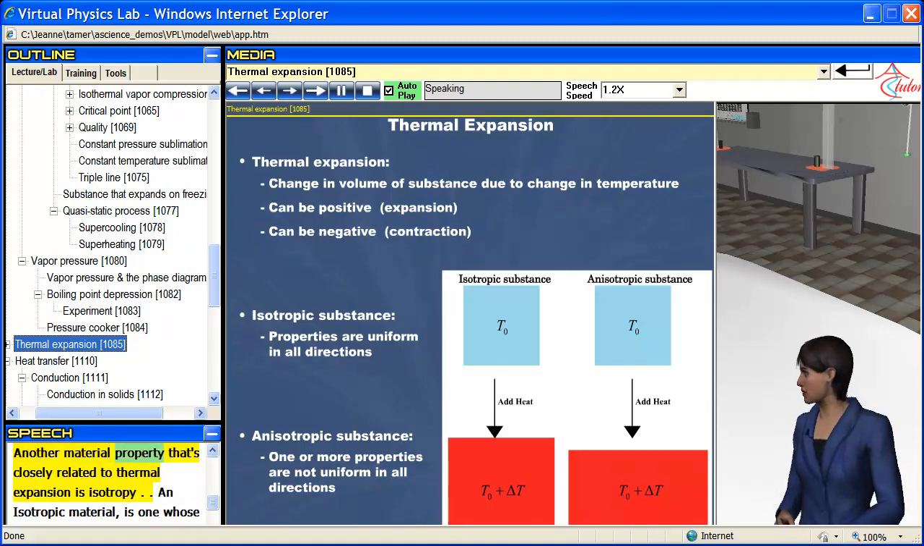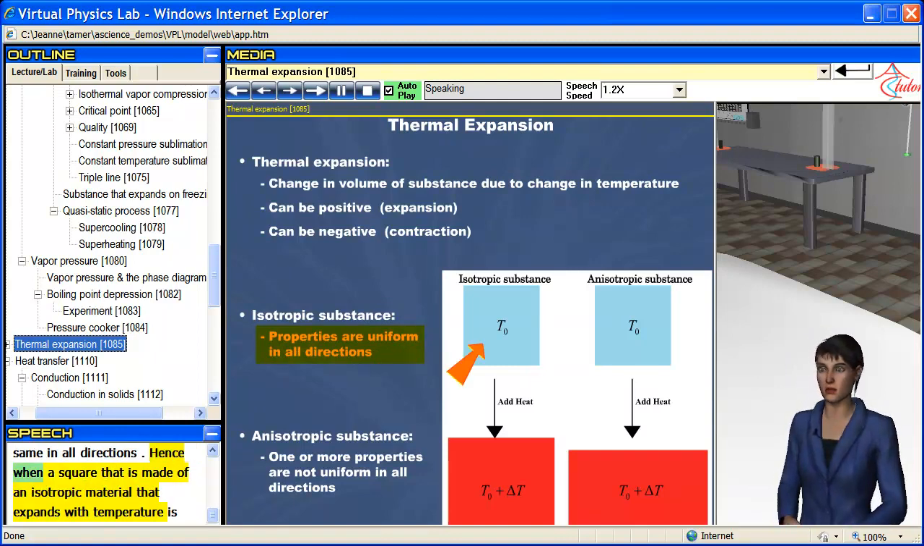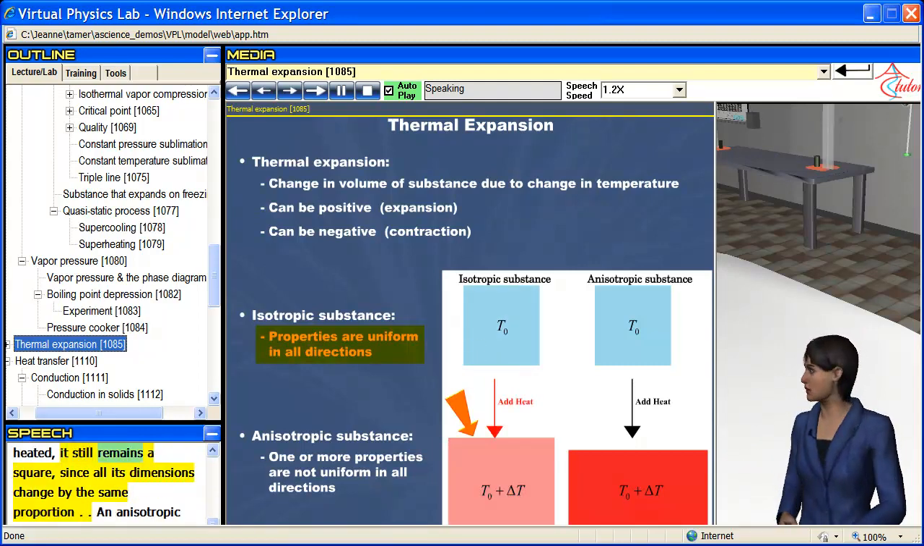Another material property that's closely related to thermal expansion is isotropy. An isotropic material is one whose properties are uniform or the same in all directions. Hence, when a square that is made of an isotropic material that expands with temperature is heated, it still remains a square, since all its dimensions change by the same proportion.